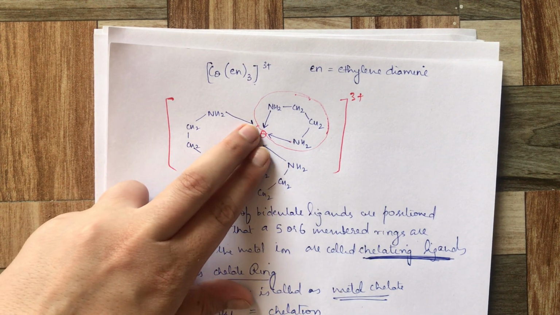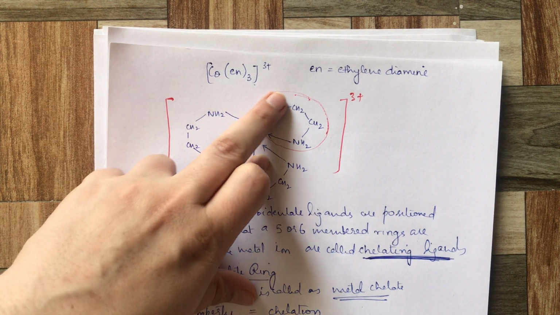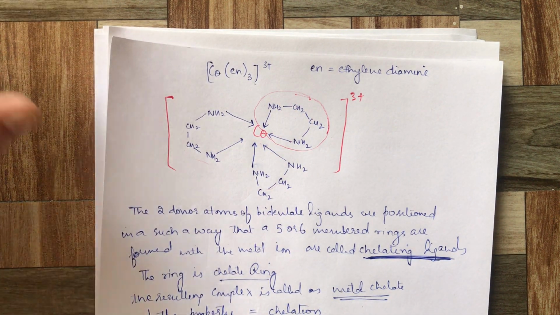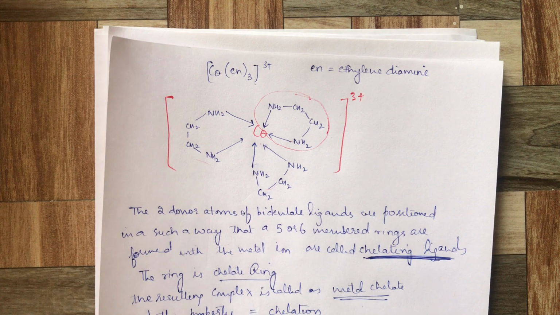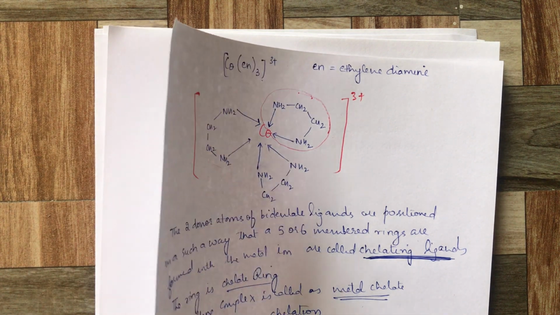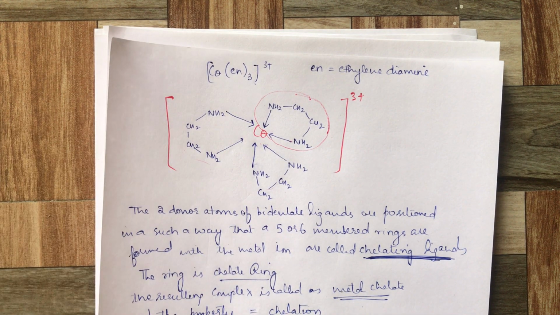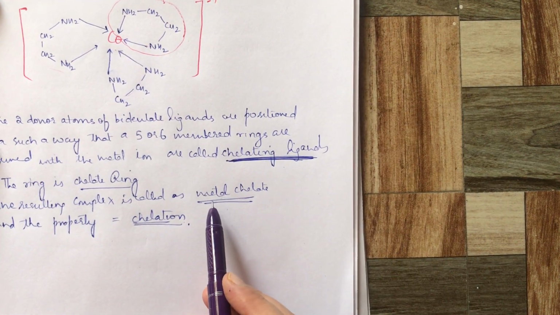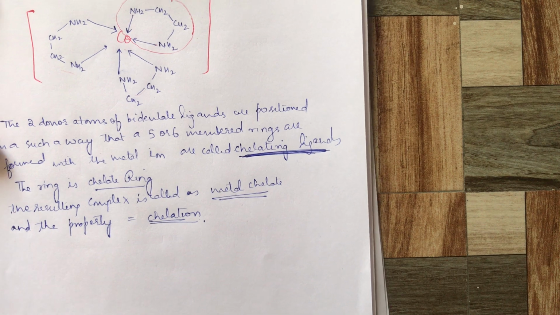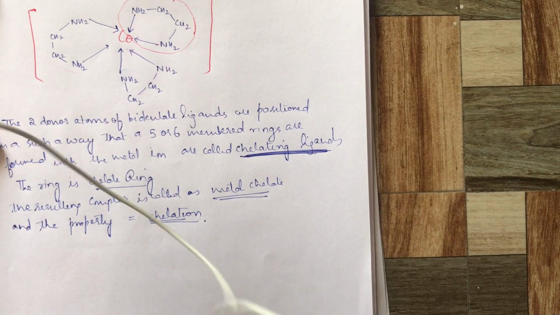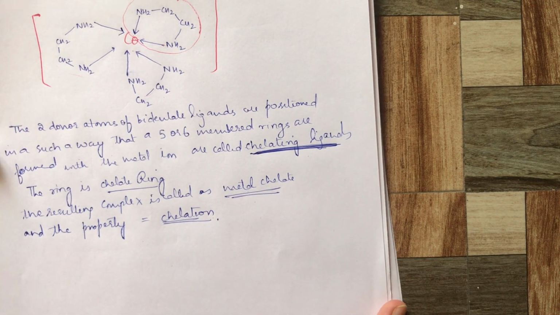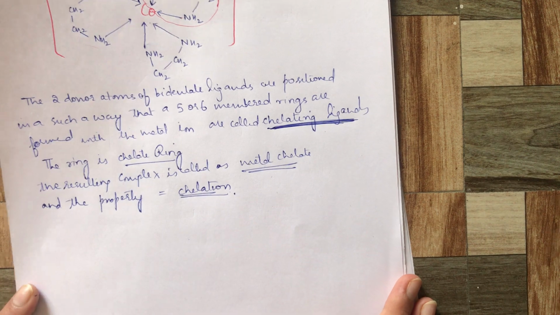So when they form a bond with the central metal ion, a 5-membered or 6-membered ring is formed. When they form a ring, that ring is called the chelate ring, and the whole complex is called the metal chelate, and the property is called chelation. Right, this is the whole concept of chelating ligands.